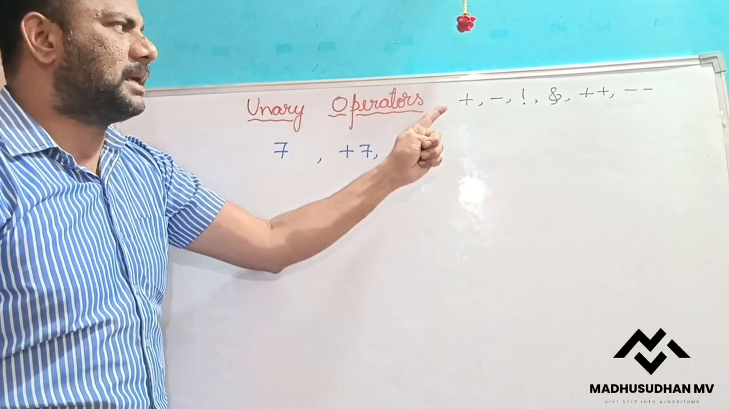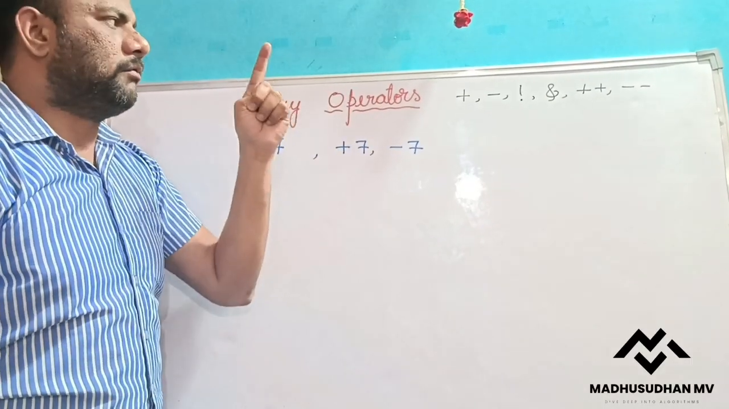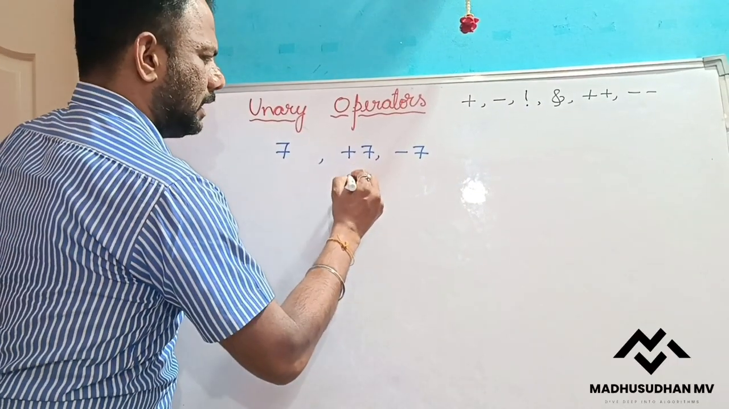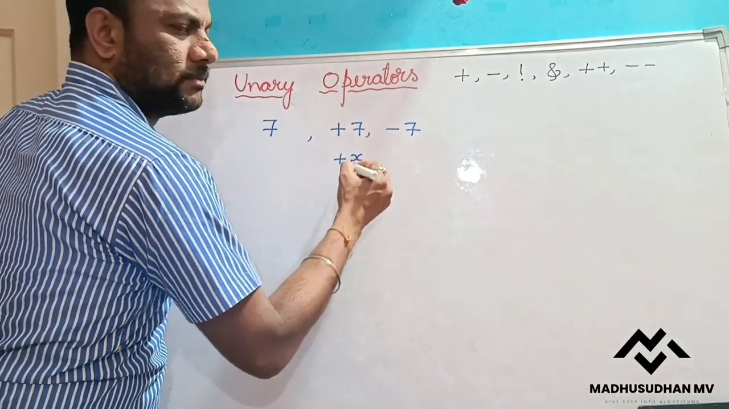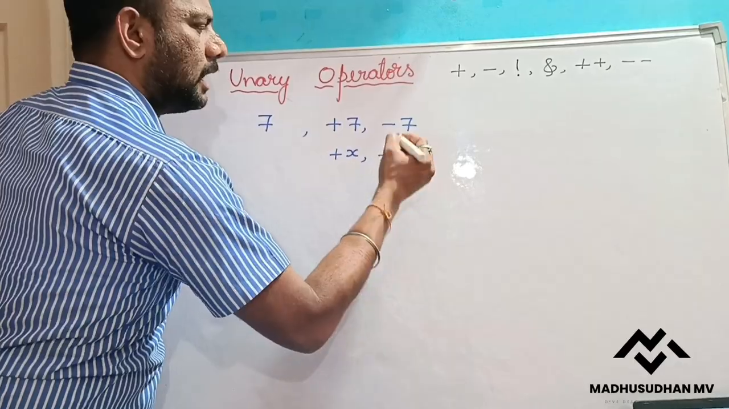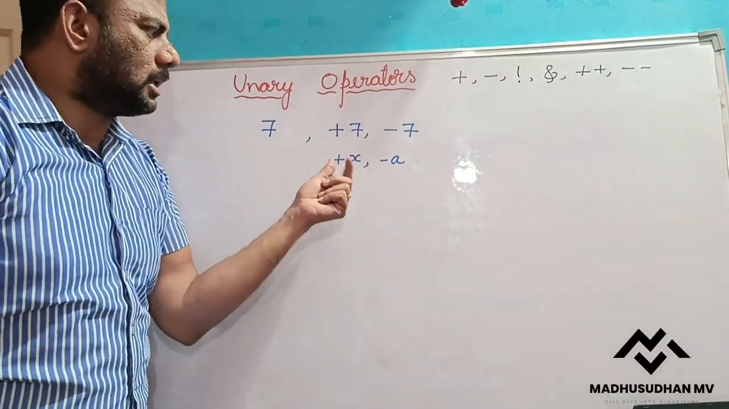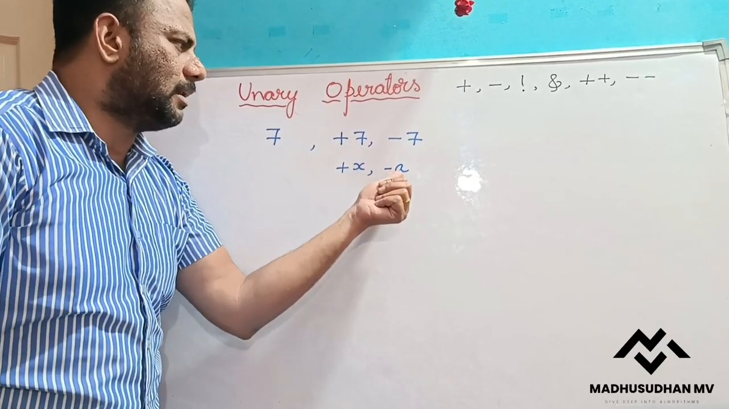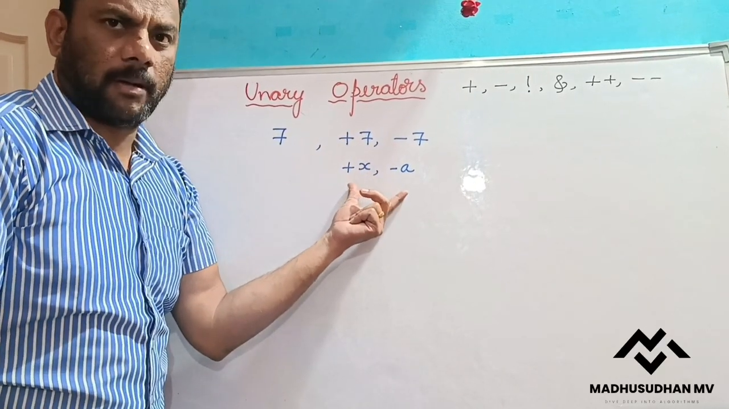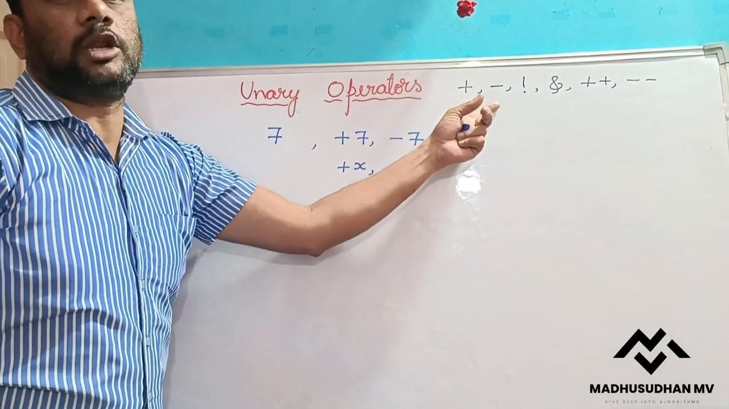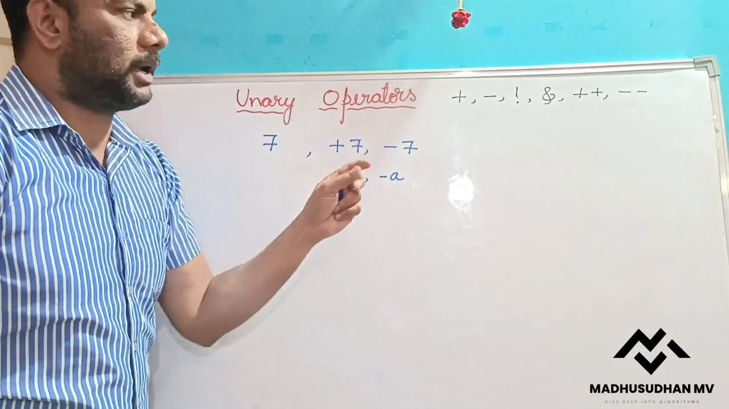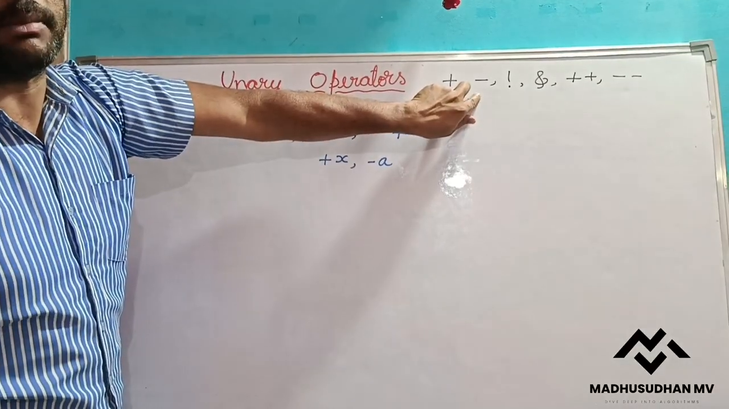When we are using unary plus and unary minus, that means we are using plus and minus only on one operand, for example plus x or minus a. Whenever plus and minus act on a single variable or single operand, we call it a unary operator. It is not doing an operation, it just indicates the sign of the number, that's it. These are the unary plus and unary minus.